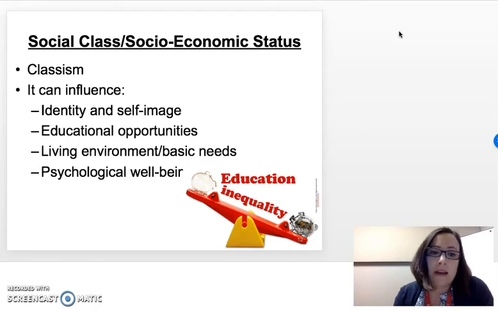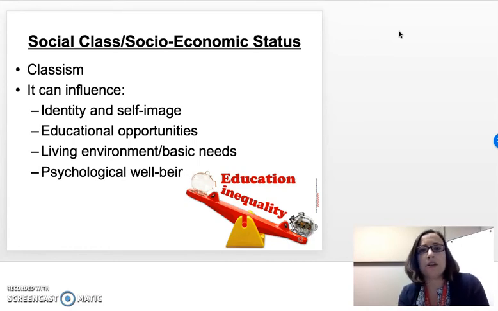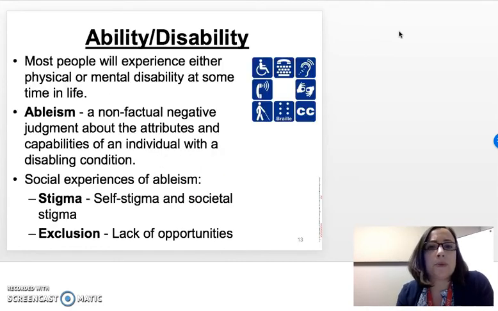So again, for example, we often find that a lot of people have negative beliefs about people who live in poverty, people who are homeless, for example, and there might be certain prejudices or biases that people have about these groups of folks. So that would be a form of oppression or discrimination targeted at this group.